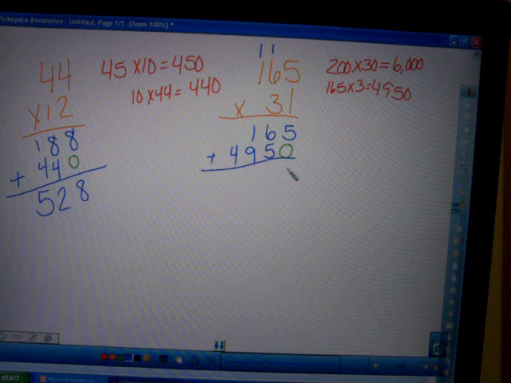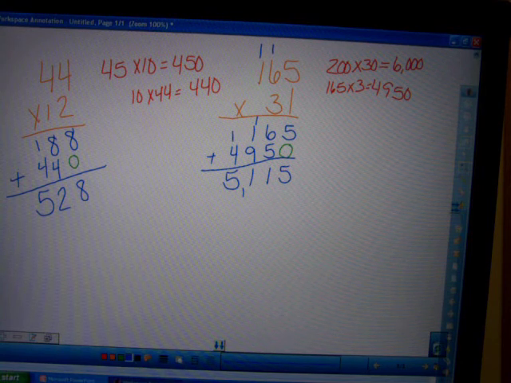And then I just add like normal, so I take this 4,950 plus this 165. And this gives me 11. This gives me 10, 11 again. And I have 5,115.